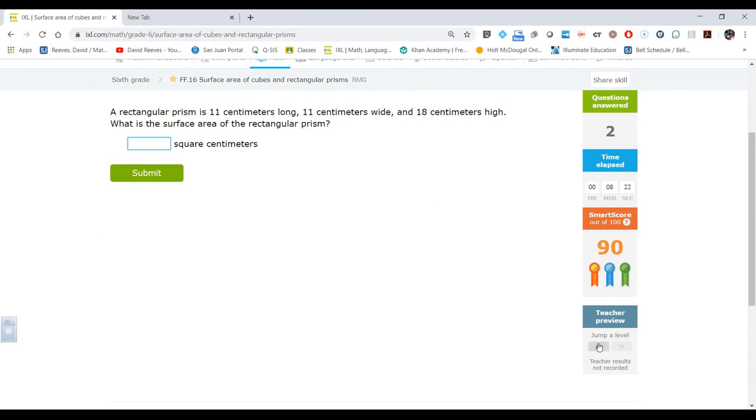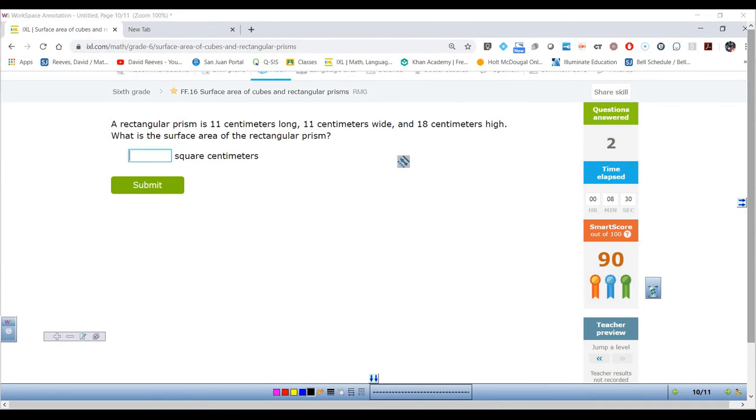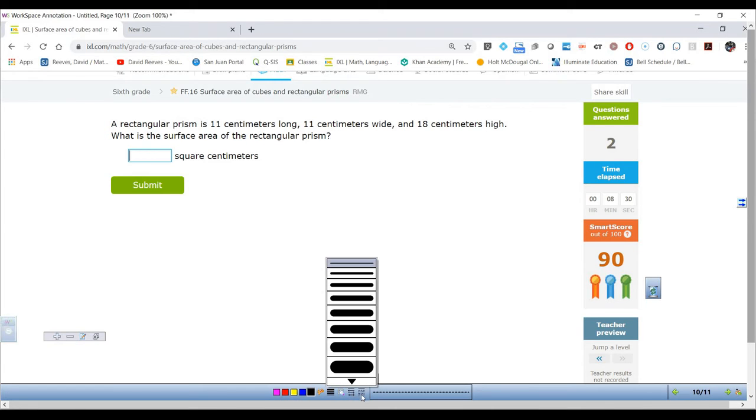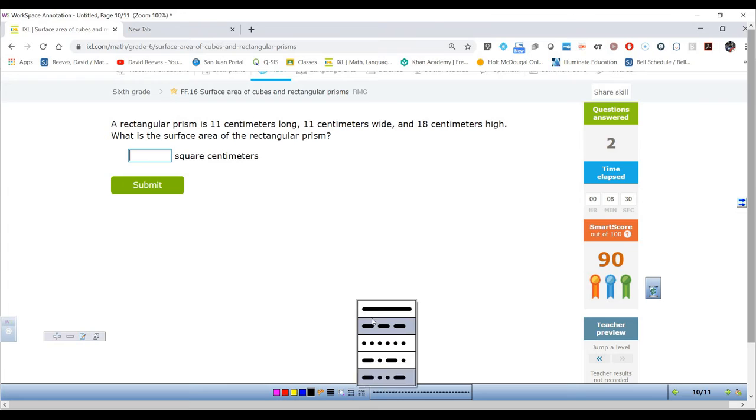Well, actually, this is a good idea where they give us the words and we have to draw the picture. All right. So it's a rectangular prism that is 11 by 11 by 18. All right. So I'm going to go ahead and try to sketch this out. Now you got to keep in mind that I've been doing this for years, so I may be a little better at it than you might be. And now that I said that, you know it's going to be really, really bad, right?